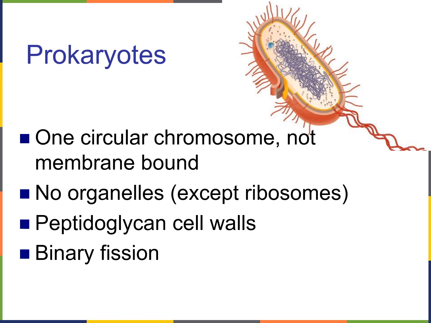Like I mentioned, no organelles except for ribosomes. They do have peptidoglycan cell walls. And remember, they do not undergo mitosis or meiosis. They reproduce through a process known as binary fission, and we'll talk more about that in just a second.